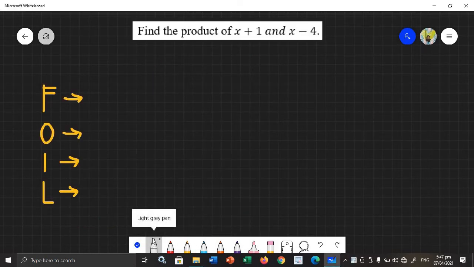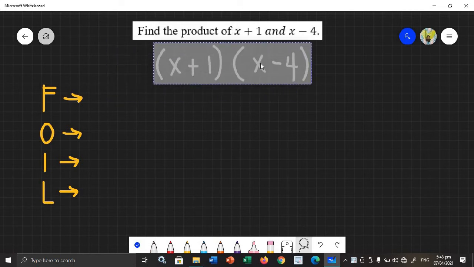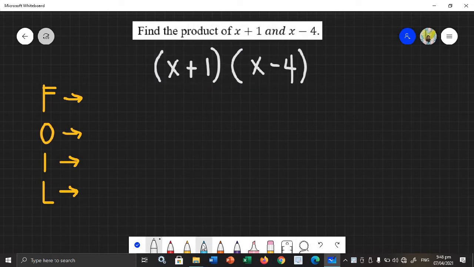Next example is we will be finding the product of x plus 1 and x minus 4. So as you can see in our fourth example, the factors are both binomial. So we will arrange them using a parenthesis, x plus 1 and then x minus 4. Then, if we will be multiplying two binomials, there is a certain method that we will be using. And that method is called the FOIL method. Basically, the FOIL method means first, outer, inner, and last terms.